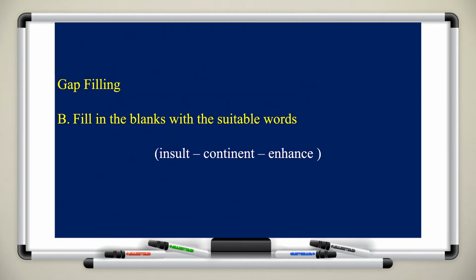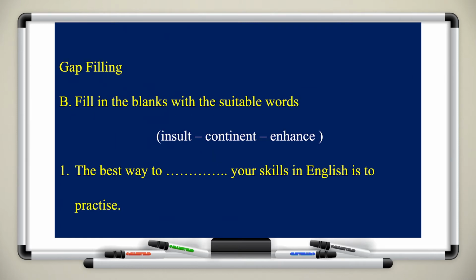Now, the other type of question is gap filling. As you can see, there are 3 words between brackets. What we have to do now is very simple. Read the sentence and choose the suitable answer. Now, number 1, the best way to blank your skills in English is to practice. Now, choose the suitable word between the brackets. And the answer is enhance.